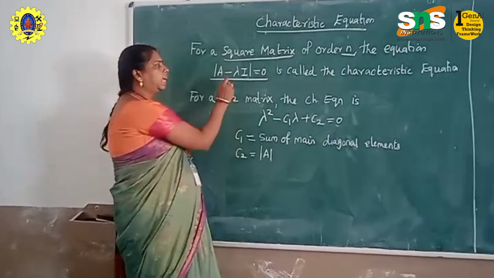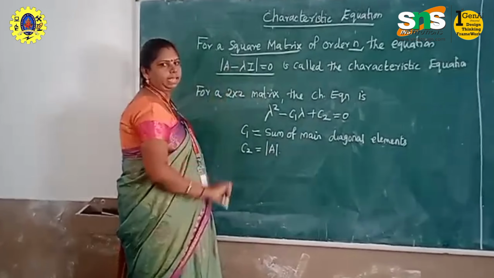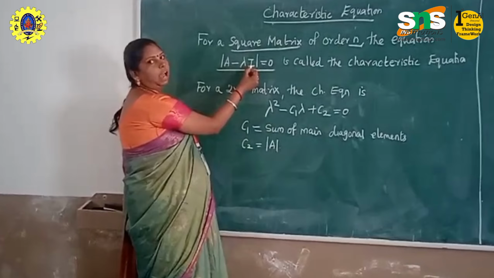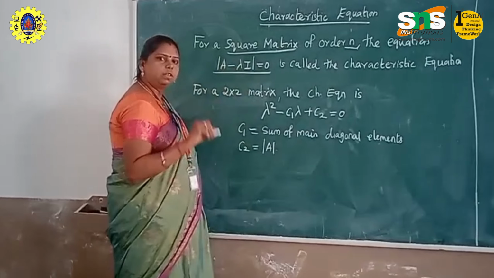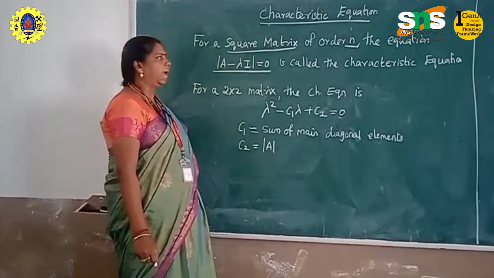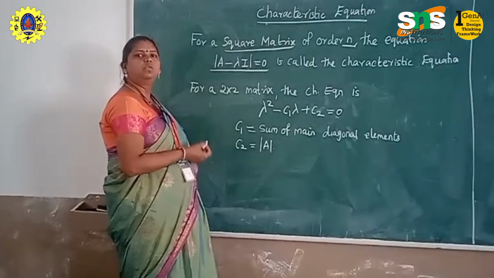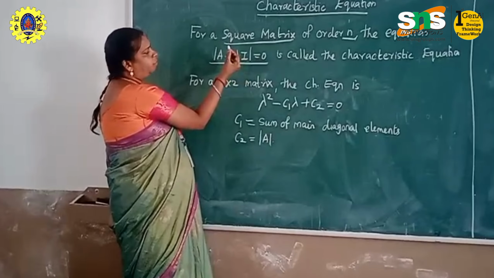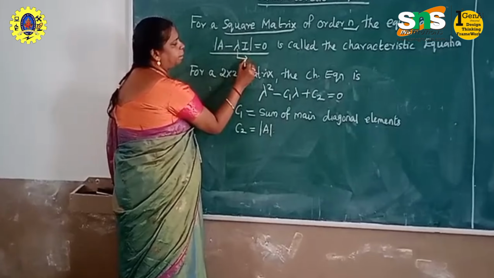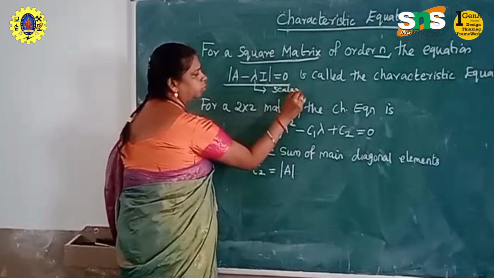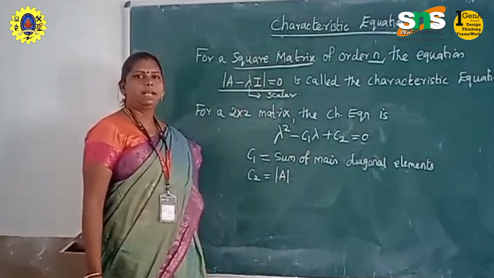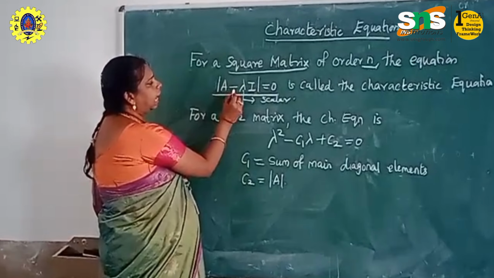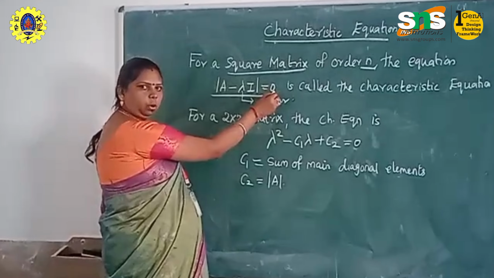This is said to be the characteristic equation for the matrix. So here A is the given matrix and I is the identity matrix. The identity matrix should also be of the same order as A. Suppose you take A as a 2 cross 2 matrix, the identity matrix should also be a 2 cross 2 matrix. Where lambda can be any scalar. So for any square matrix A, the characteristic equation is given by modulus of A minus lambda I equal to 0.